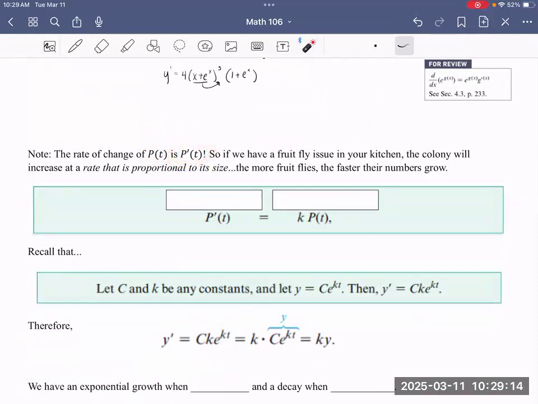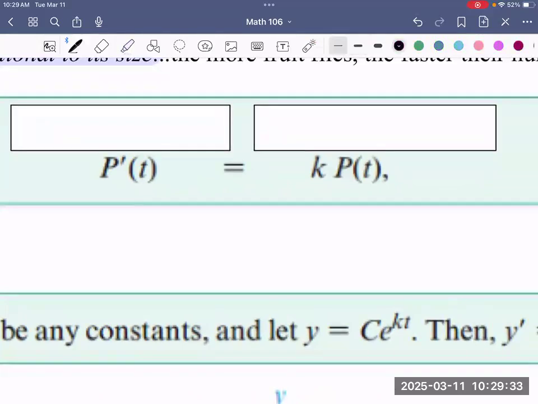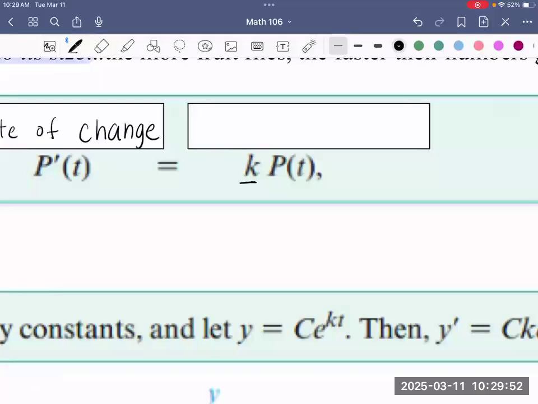If we have a fruit fly issue in your kitchen, the colony will increase at a rate that is proportional to its size. Therefore, the more fruit flies there are, the faster the numbers will grow. So this P prime of t is the rate of change. That is what your derivative is, some sort of rate of change: how quickly or slowly it is going to be increasing or decreasing. And then it's equal to this k value that we'll talk about here.